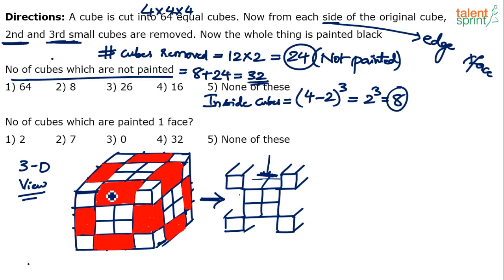Number of cubes which are not painted. Before painting we had removed the cubes. How many cubes are removed? 12 into 2, 24. 24 plus the 8 cubes which are inside are not painted. So 8 plus 24, 32. So I think the answer to the first question has to be the fifth option, none of these. Again, there are different views. Some of you will say 8 should be the answer.